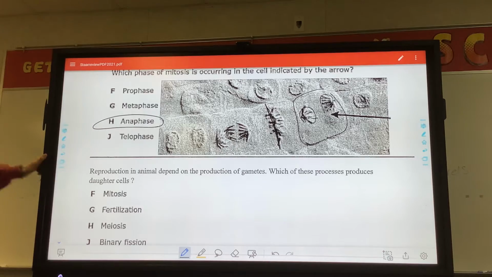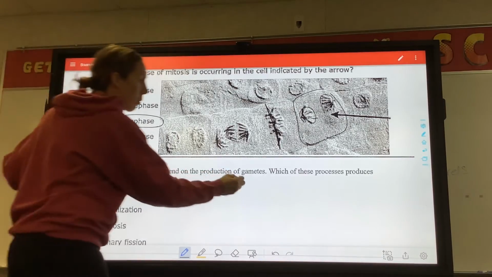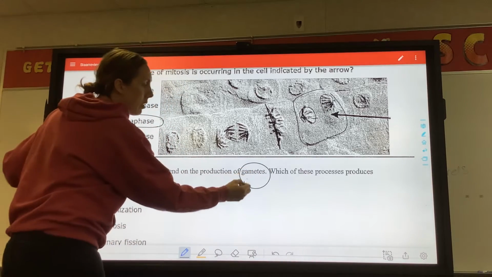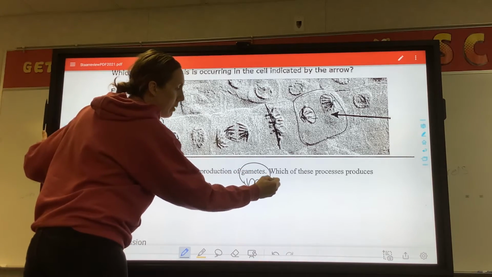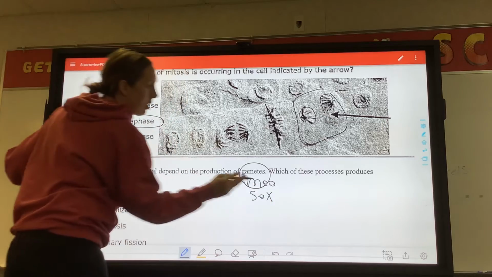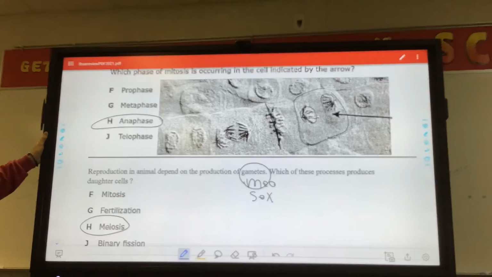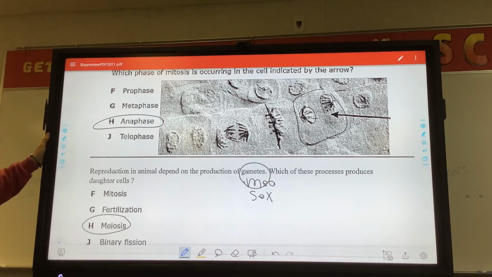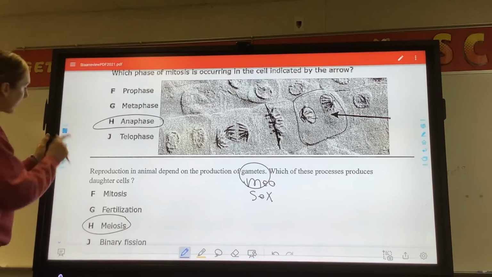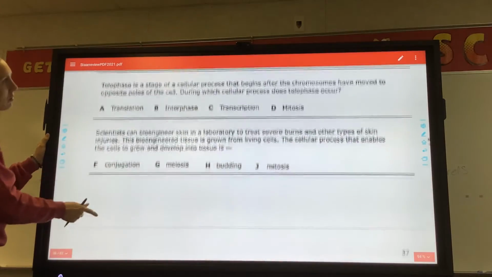Okay. Reproduction in animals depends on producing a gamete. So right now we're talking about sex cells, meiosis, sex cells. Which of these processes produces a daughter cell? Meiosis. So guys, right when you hear things like sex cells, egg, sperm, meiosis, half, you know it's meiosis, okay?